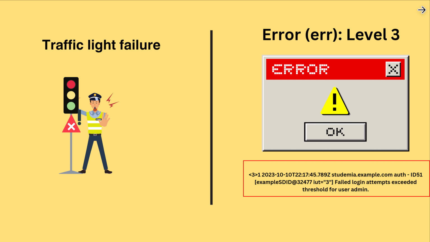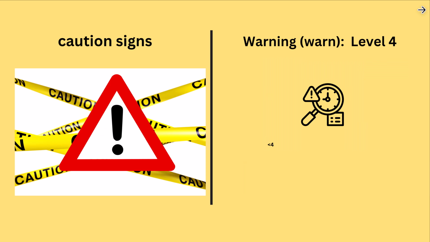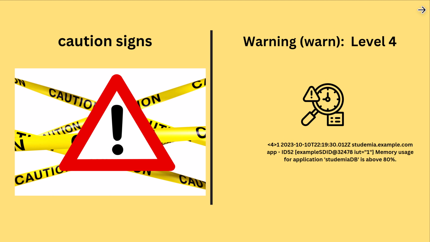Then number 4 is a warning message. As you can see, it's like a caution sign in the real world, and in the computer Syslog we could say warning message. As you can see, memory usage for application Studemia DB is above 80%. That means it's giving you the sign for warning: hey, this memory threshold is 80%, please pay extra attention. Similar thing on the road or highway, when we see this kind of warning sign, we take extra caution.